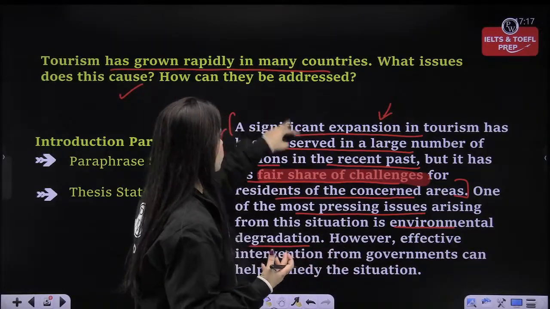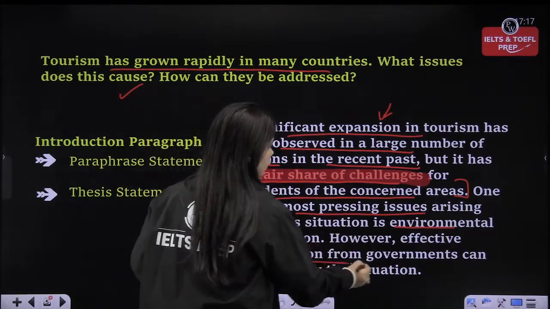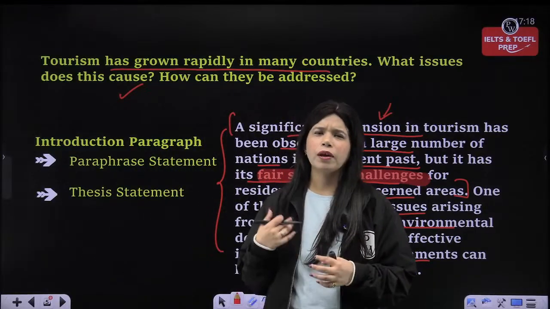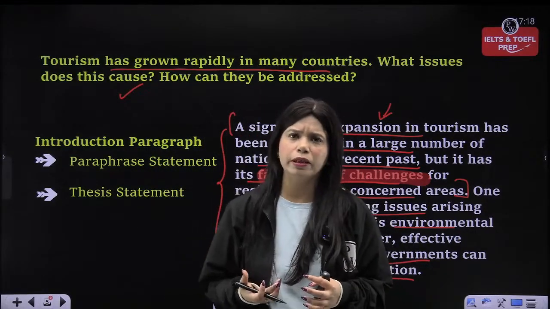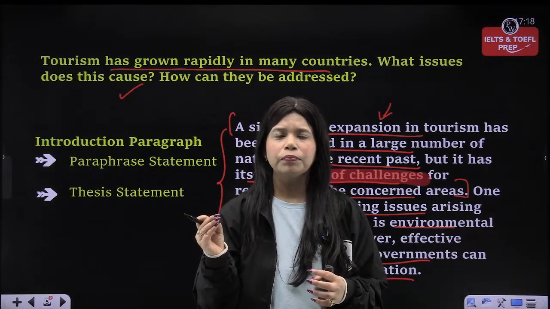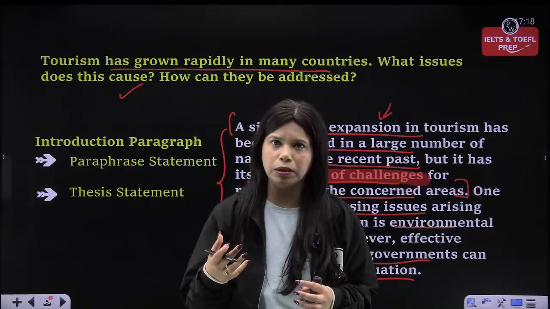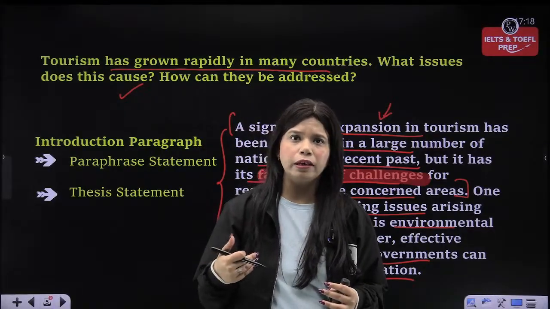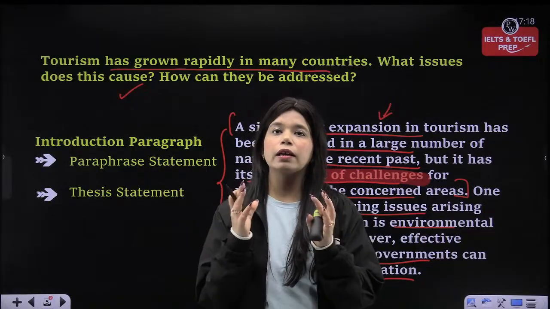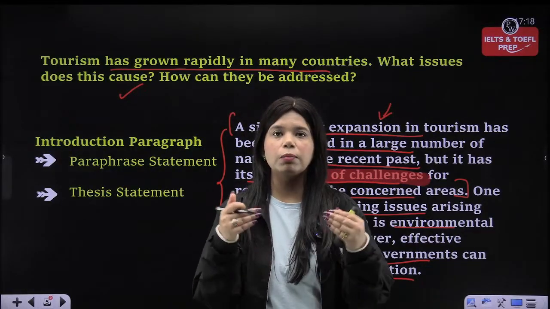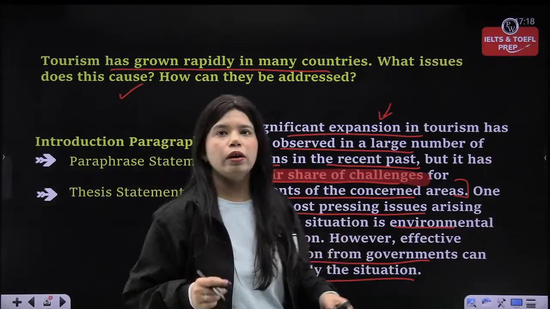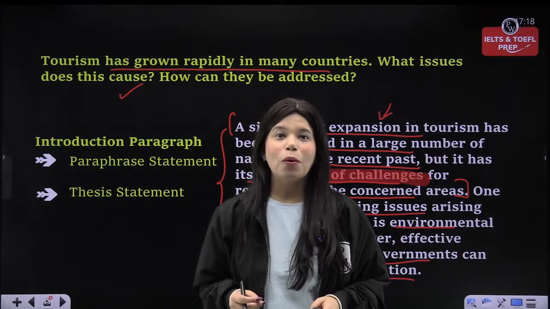However, now the solutions. However, effective intervention from governments can help remedy the situation. What effective government intervention? In body paragraph 2, we will talk about tourism taxes and promoting sustainable tourism, which comes from government intervention. यहाँ पे हम बोल रहे हैं government intervention. Body paragraph 2 में explain करेंगे that what exactly government can do. They can come up with tourism taxes, right? So this becomes your introduction paragraph. I hope this is making sense.